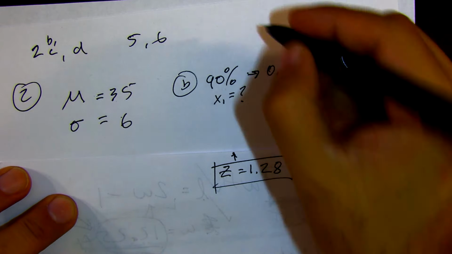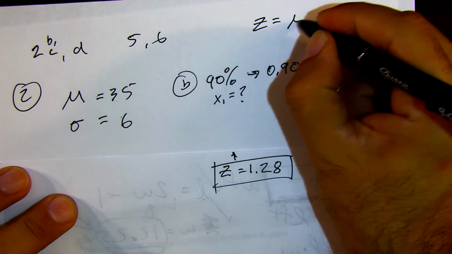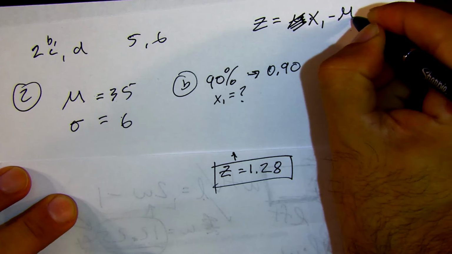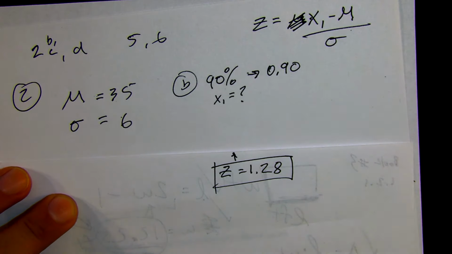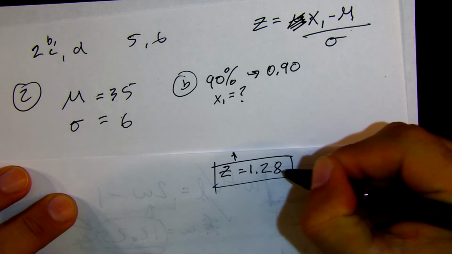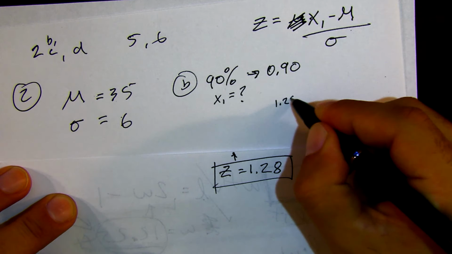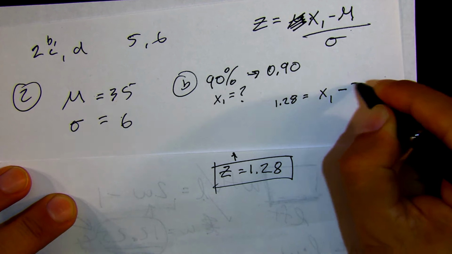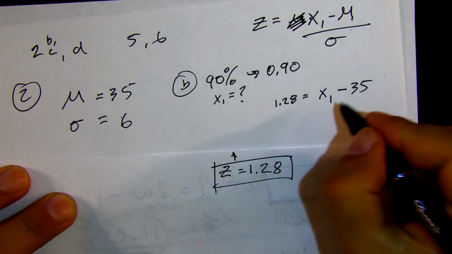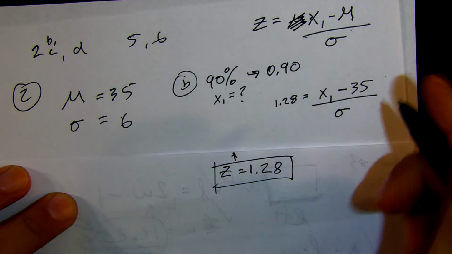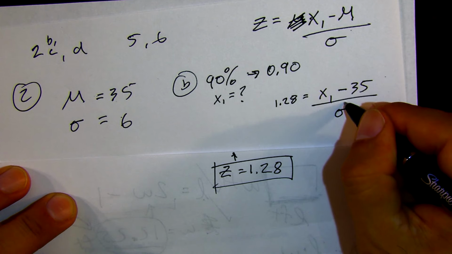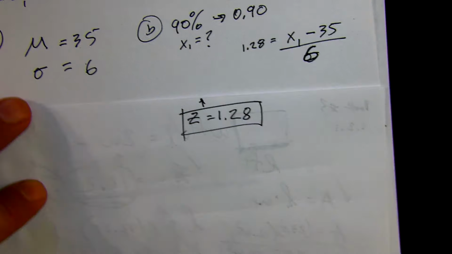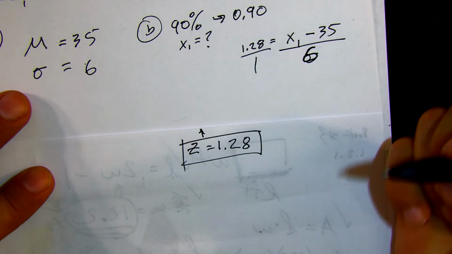Now remember that we're going to use the z-score formula: x sub 1 minus mu, over sigma. Now that we know the z-score is 1.28, we set that equal to x sub 1, which we're trying to find, minus 35, remember I was told it was 35, all divided by sigma, which is 6. I could even see this as over 1. That might help me solve this.